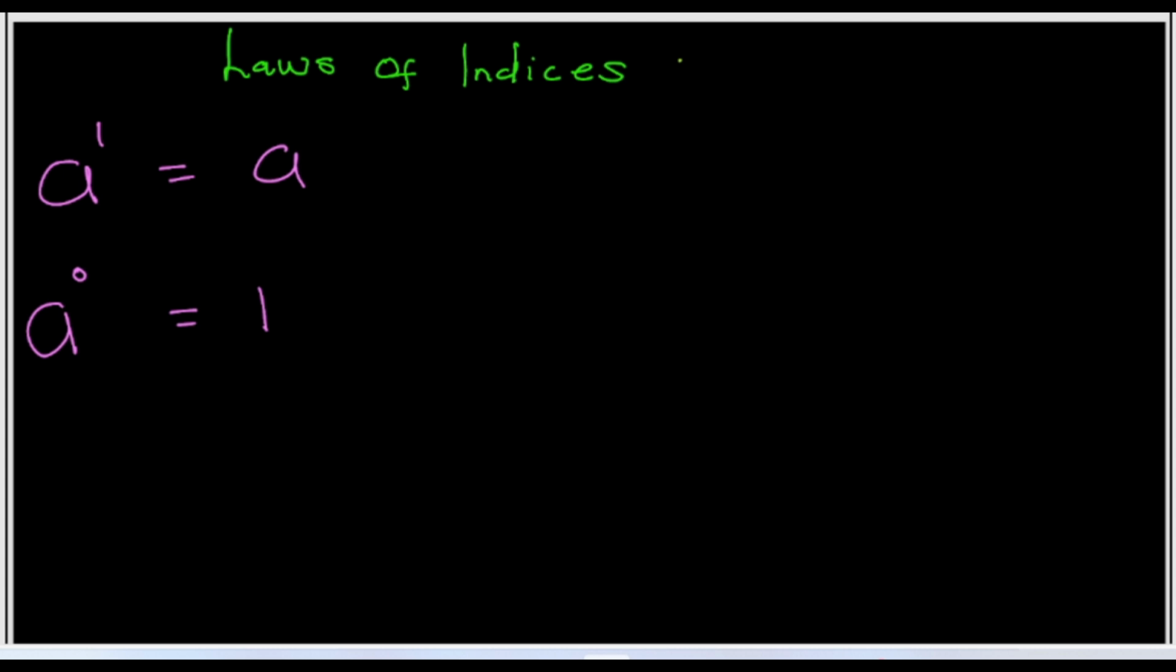So these are facts that you should know concerning laws of indices. Anything to the power of 0 is 1. Anything to the power of 1, it's that same thing. So these are the basic things you should know about the laws of indices.